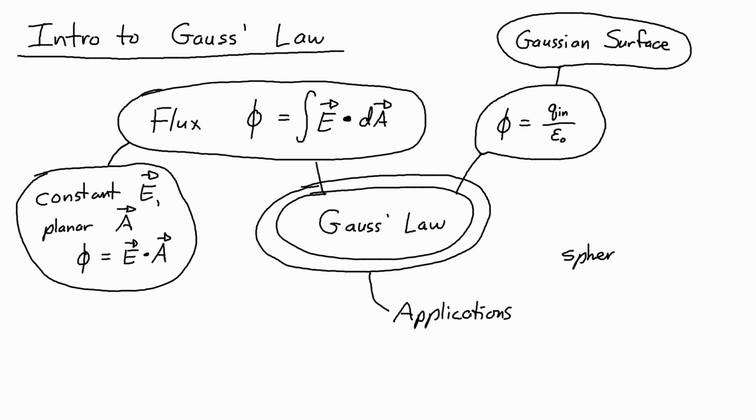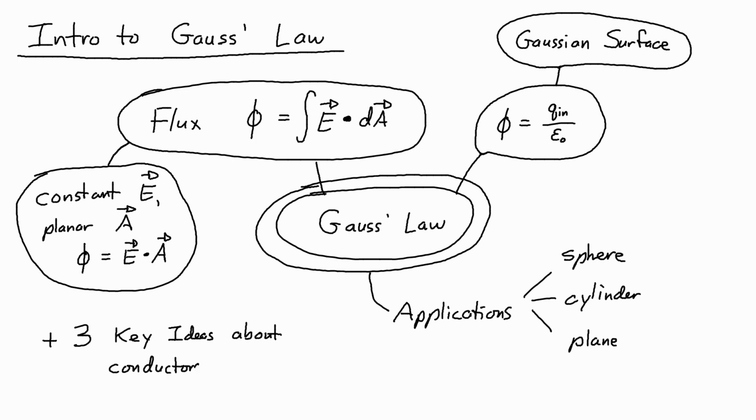Then there are applications of Gauss's Law. So you can look at a sphere, we will look at a cylinder, and we can look at a plane. And to top it off, we finish off with three key ideas about conductors in electrostatic equilibrium.